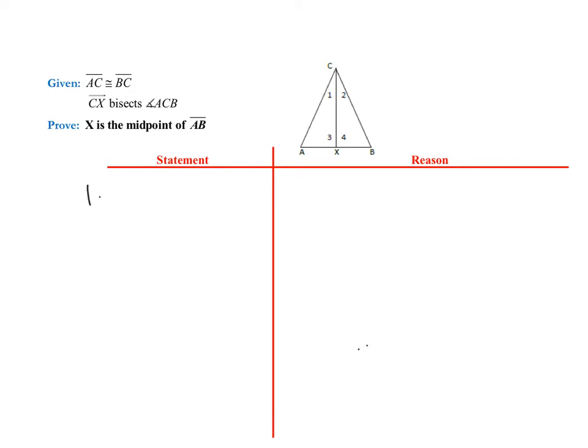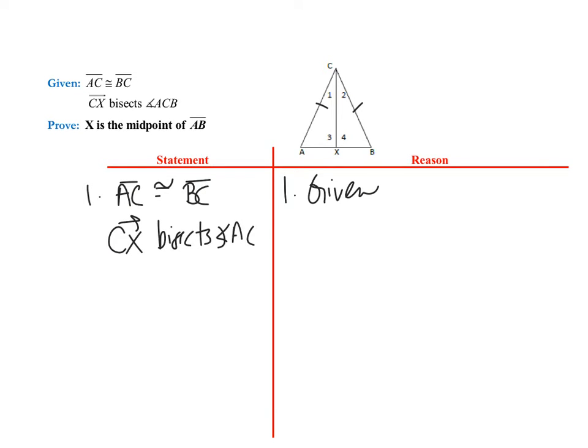So again, as always, let's start with our given. AC is congruent to BC. That's our given. Okay, and then we have ray CX bisects angle ACB. Now, I can't mark that on my diagram yet because all it says is that it bisects angle ACB. It does not say that the angles are congruent. I have to prove that.